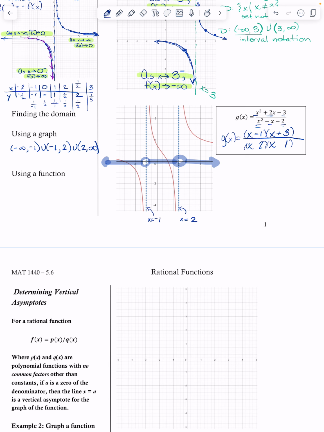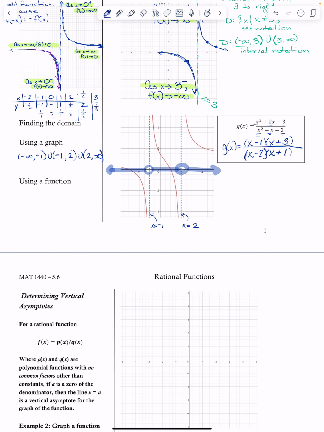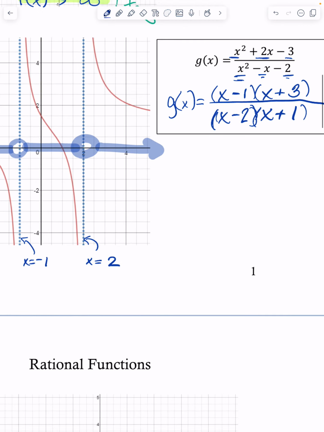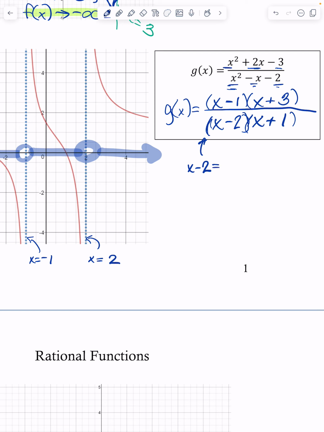But my asymptotes are going to happen wherever I create a 0 in the denominator. So I'm coming down here to my denominator. I know that x minus 2 cannot be 0. I'm going to write it this way. X cannot be 2. That gives the x equals 2 asymptote. Remember, that dotted line tells us what we cannot have happening there. This dotted line means I cannot plug in 2.